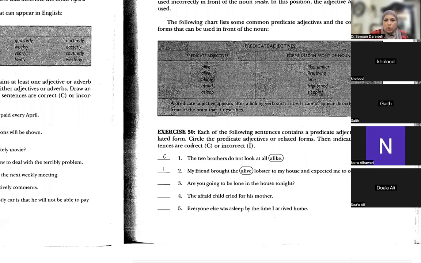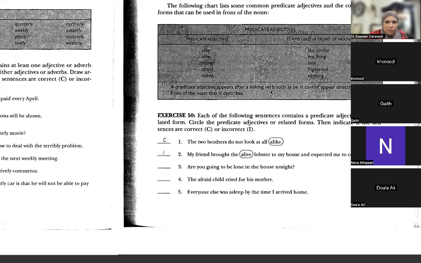All right, so exercise 50. And before we go to 50, look what it says here. A predicate adjective appears after a linking verb, such as be, because this is the most common, guys. That's why we say such as be. It cannot appear directly in front of the noun that it describes, okay? So this is the beginning, and this is to sum up, to remind you of what the lesson was all about.